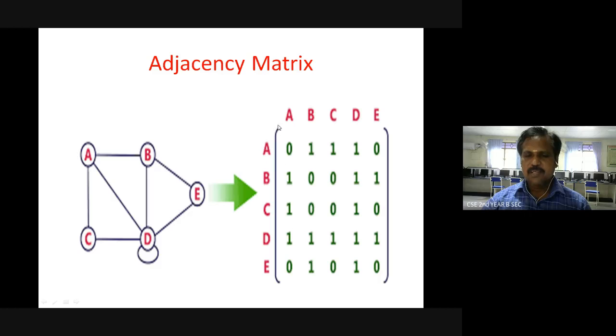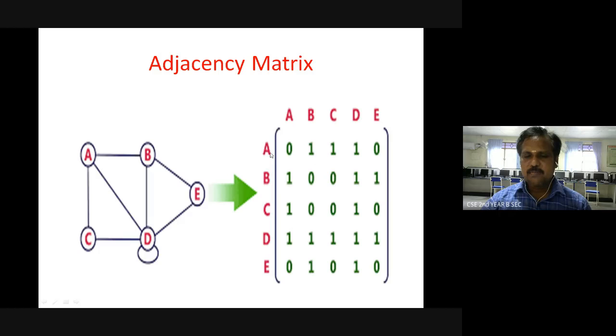Is there a path from A to A? There is no path from A to A itself, so we put 0 here. And then move on to the next node. Is there a path from A to B? There is a path, so we have to put 1.